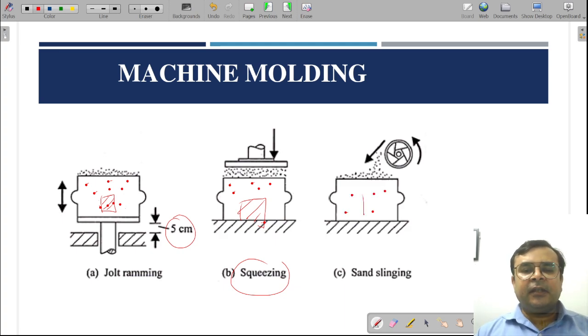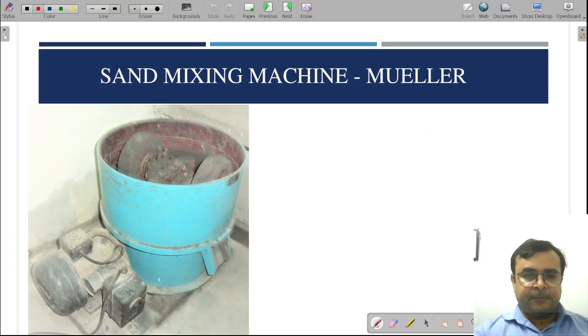And this is sand slinging. You can see in sand slinging, actually we have a sand slinger in which we have multiple buckets which collect the sand and throw it at a very high speed. So along with filling, ramming action may also take place. So this is called sand slinging, and all these processes are machine molding methods.